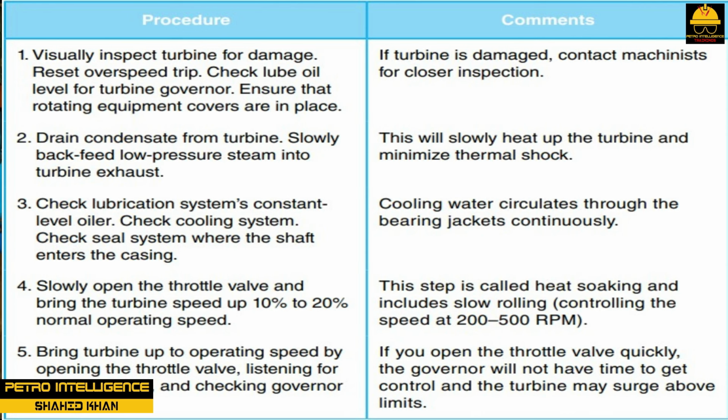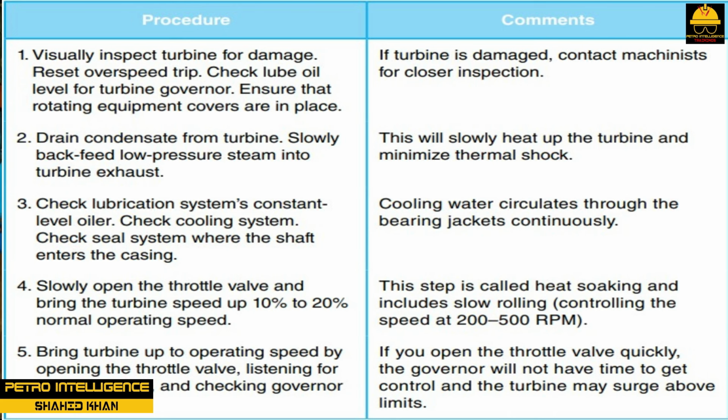2. Drain condensate from turbine. Slowly backfeed low-pressure steam into turbine exhaust. This will slowly heat up the turbine and minimize thermal shock. 3. Check lubrication systems, constant level oiler. Check cooling system. Check seal system where the shaft enters the casing. Cooling water circulates through the bearing jackets continuously.